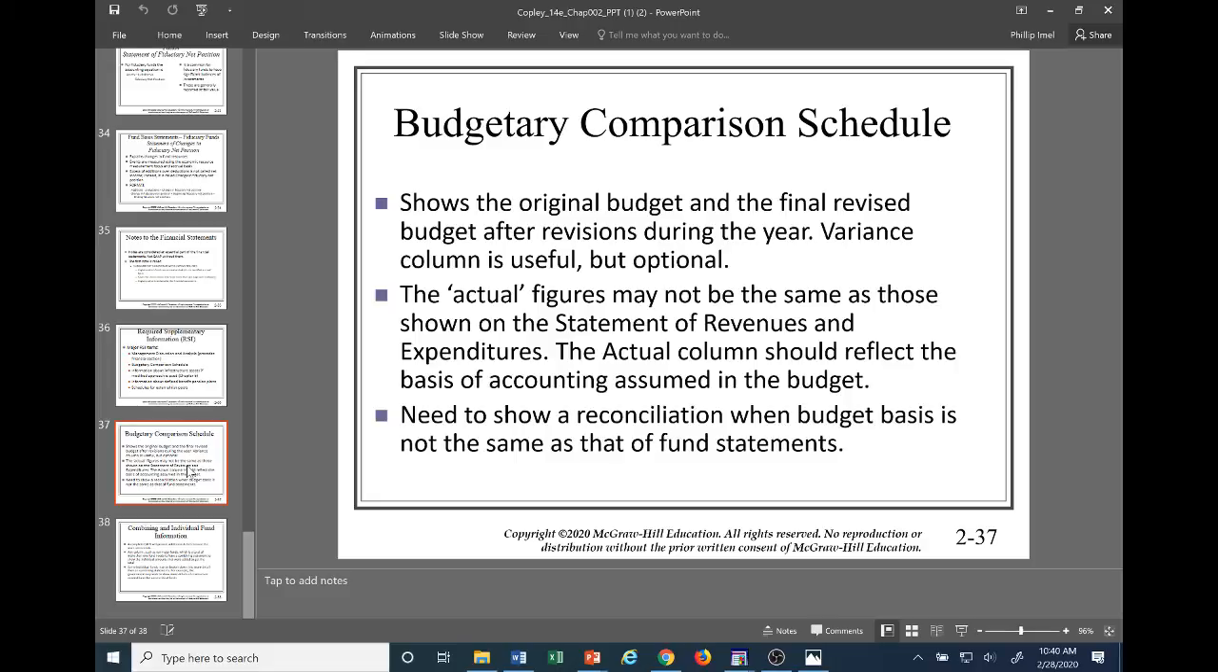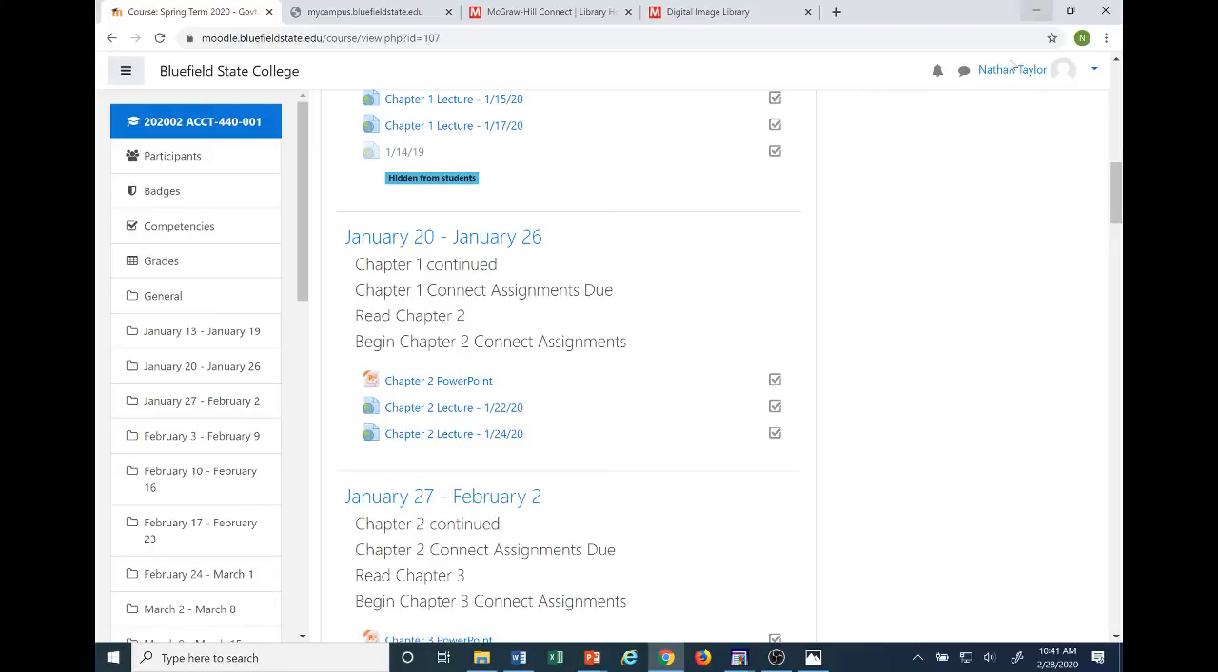Remember the budgetary comparison schedule. What two funds is this going to be prepared for? What two funds have to have a budget? General fund, and then would it be special revenue? Yep, the major special revenue funds. And remember, it shows the original budget and the final revised budget after revisions during the year. Variance columns are useful, but not mandatory. They're optional. So that's pretty much what the budgetary comparison schedule is. So let's get into chapter 3 now.